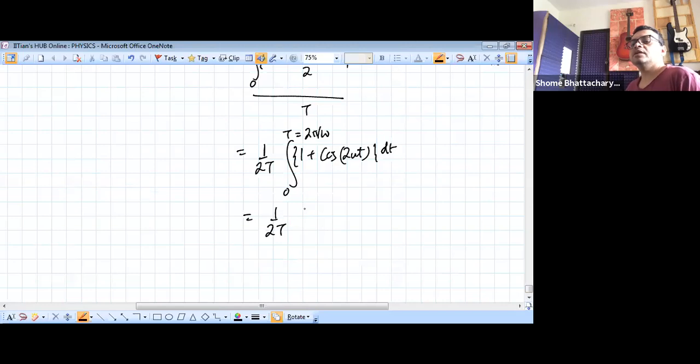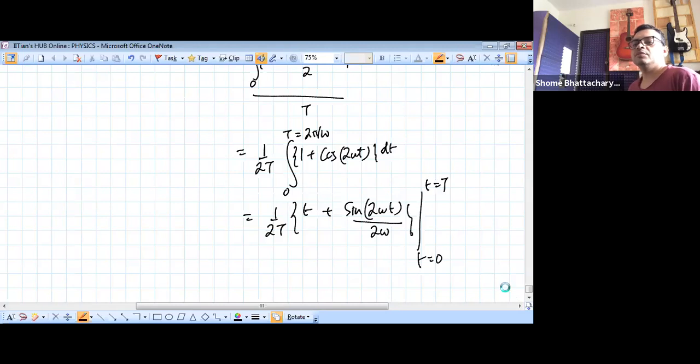So the integration of 1 dt is t, and the integration of cos is sine, but it is cos 2 omega t, so it becomes sine 2 omega t divided by the coefficient of t, which is 2 omega. And on this, we'll put the limits from t equal to 0 to t equal to capital T.